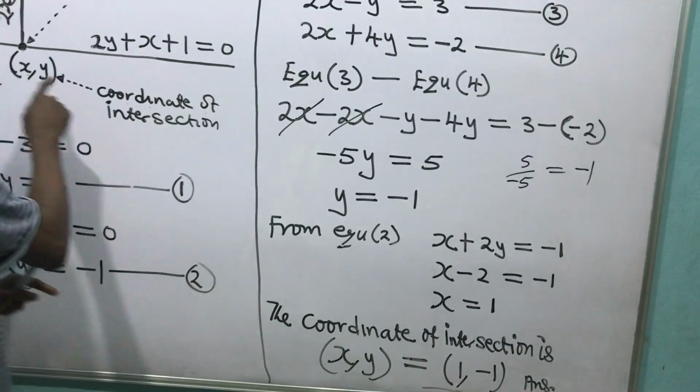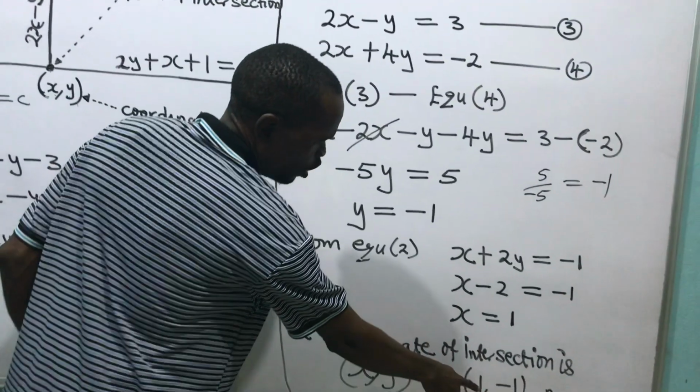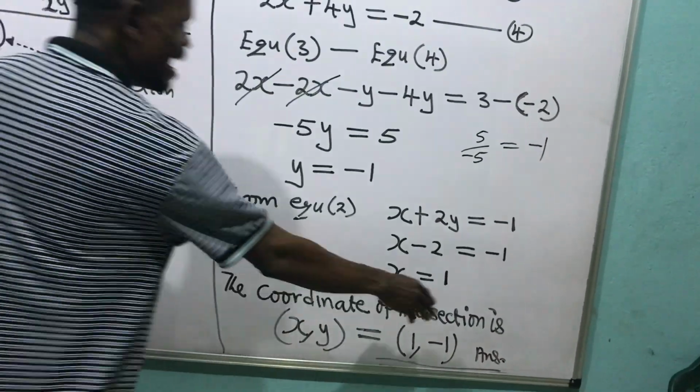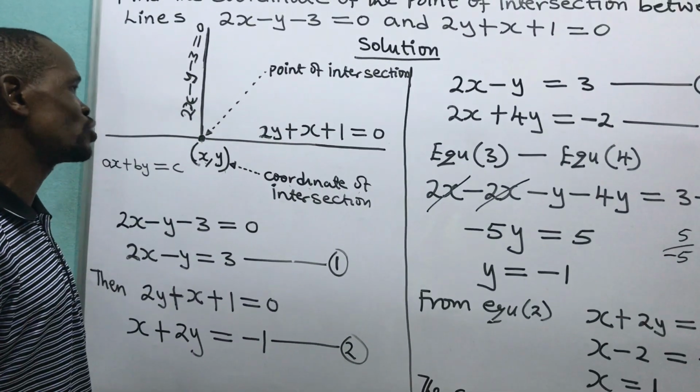The coordinate is what? x, y. Look at it, x, y. And that x, y gives me what? 1 for x and minus 1 for what? y. And that's the answer to the question they asked me.